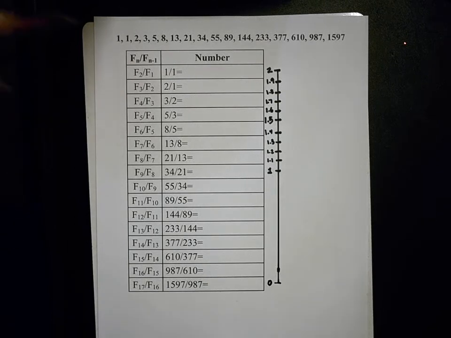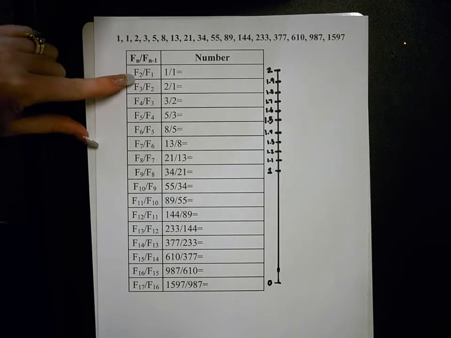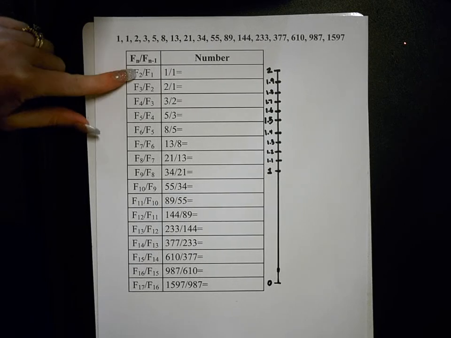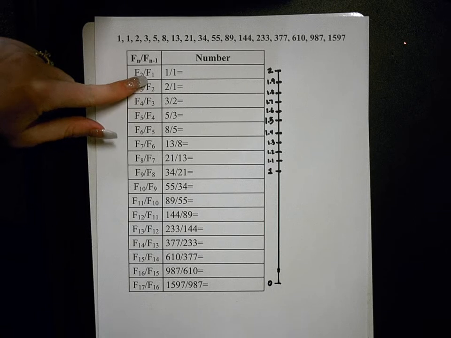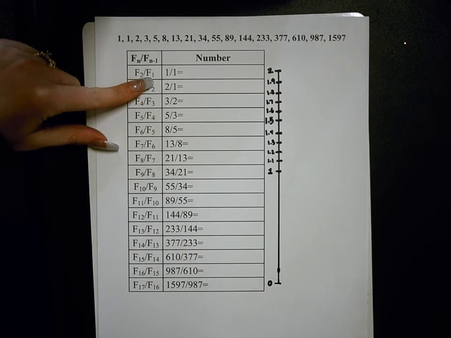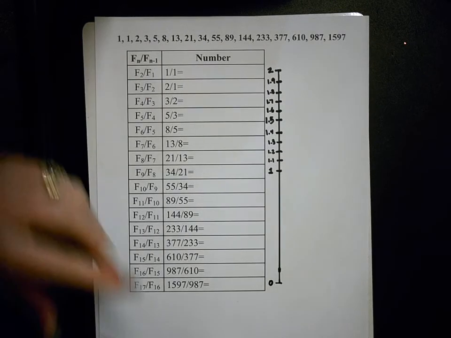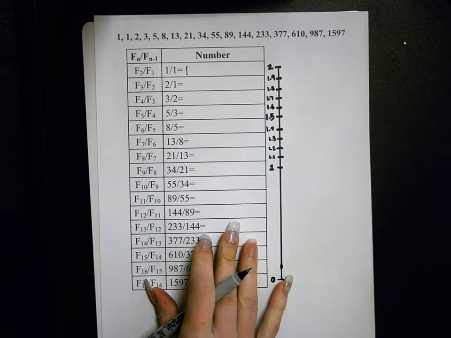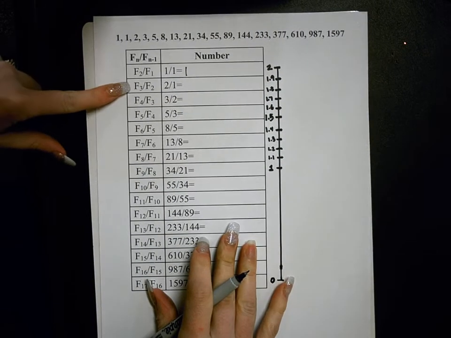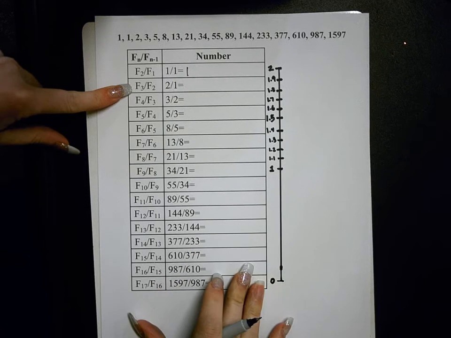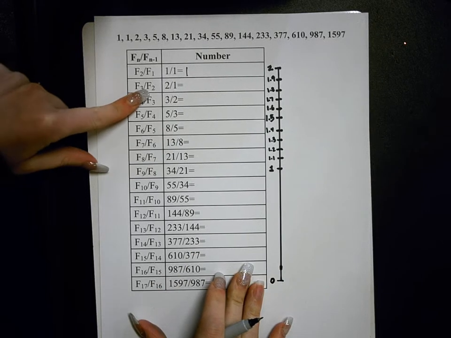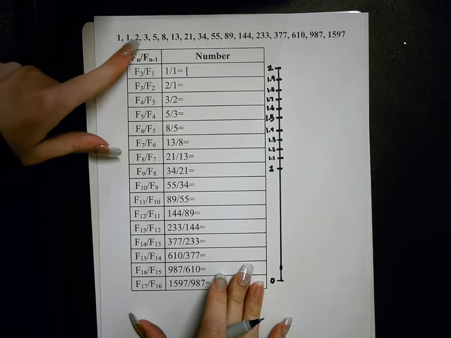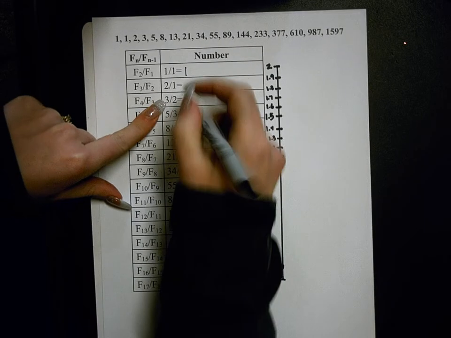So let's start with the second Fibonacci number. This is the first, this is the second. The second Fibonacci number is 1, and we're going to divide it by the term before it, which is the first Fibonacci number. So 1 divided by 1 is simply 1. Then we take the third Fibonacci number and divide it by the term before it, the second Fibonacci number. The third Fibonacci is 1, 2, 3. It's 2 divided by 1, which is 2.